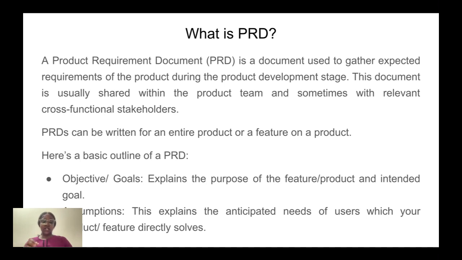This is the first section in a PRD. Now, the objective and goals explains the purpose of the feature or product and the intended goal. You need to tell people why we are building this product. What is the problem we're trying to solve for the user? And then what is the business objective or the business goal behind building this product?